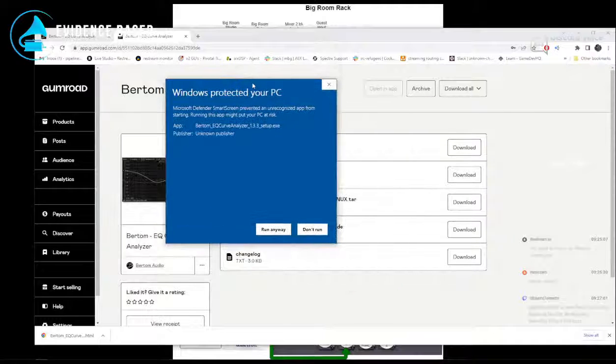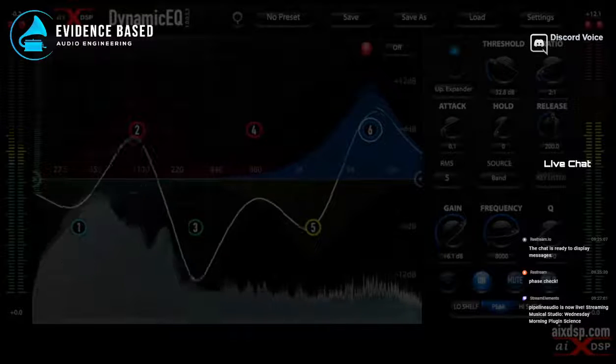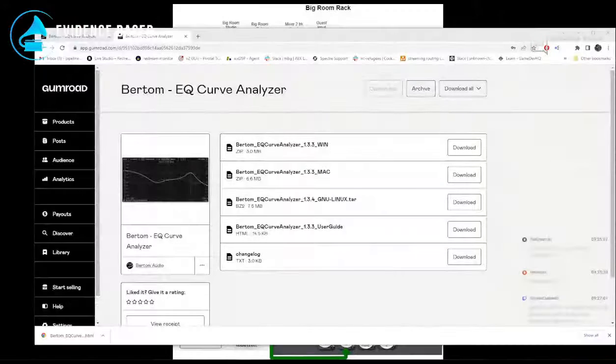Okay, and you guys see this? Windows turning into Apple? This sucks. I wish they would get rid of this. Is my Helix on?